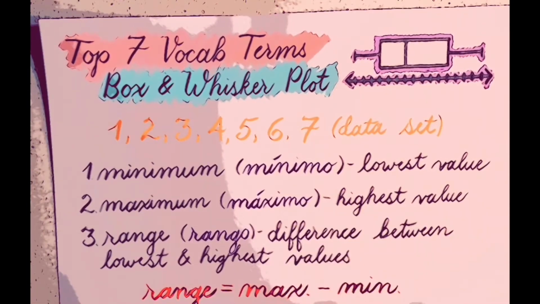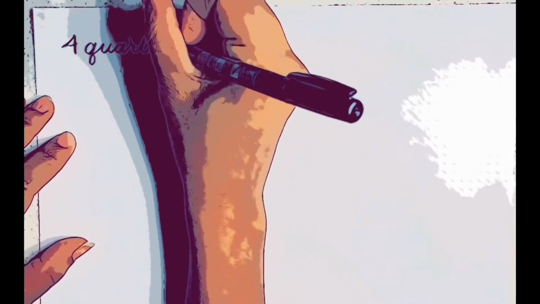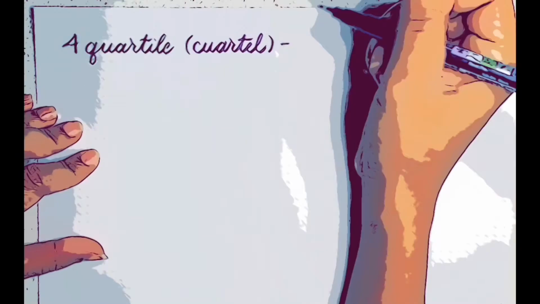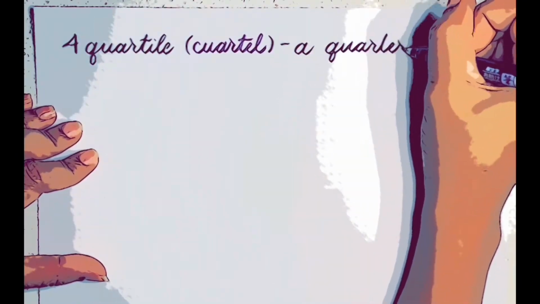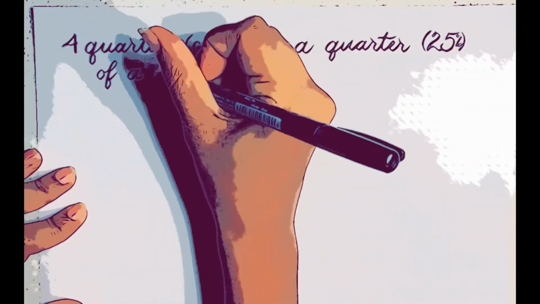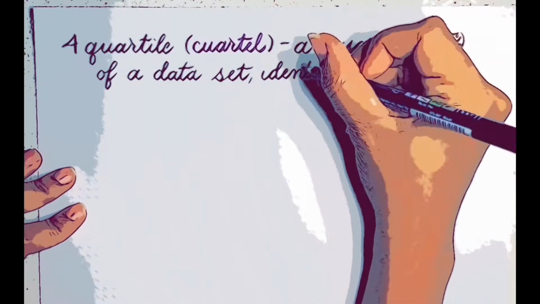All right, so our next term is quartile, or cuartil. So this is a quarter, or 25%, so un cuarto, o 25%, of a data set, de un conjunto de datos. So you find a quartile by finding 3 medians, okay?